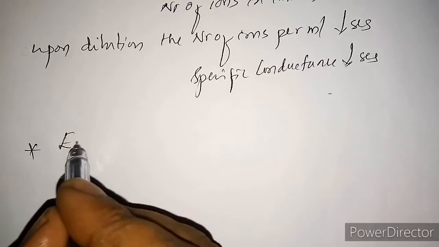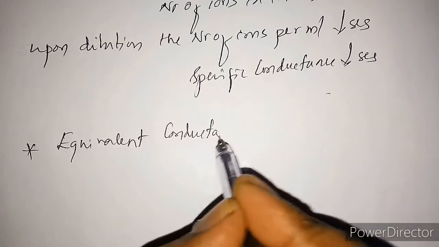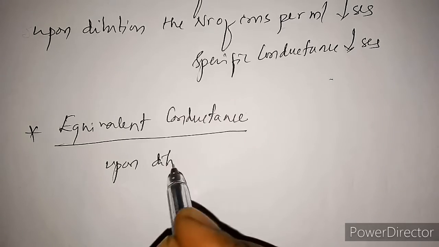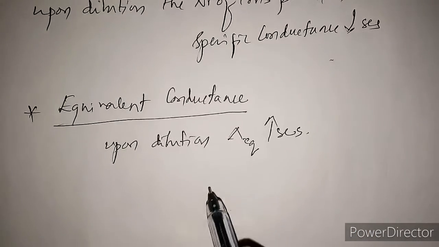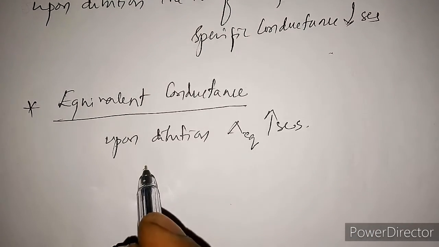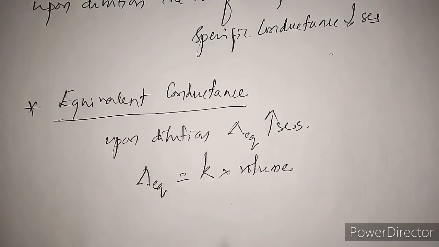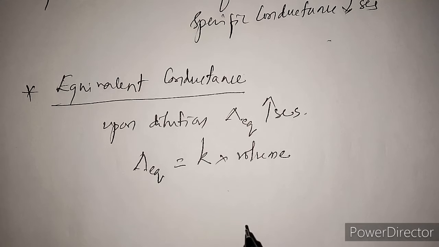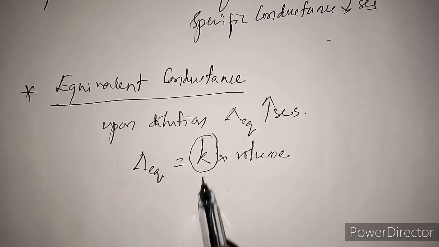Another terminology is equivalent conductance. Another parameter upon dilution is equivalent conductance. Upon dilution the equivalent conductance increases. The equivalent conductance is a product of specific conductance and volume. Upon dilution the specific conductance decreases, that we already stated. But how does the equivalent conductance, a product of specific conductance and volume, increase? Because the specific conductance decreases by an amount.